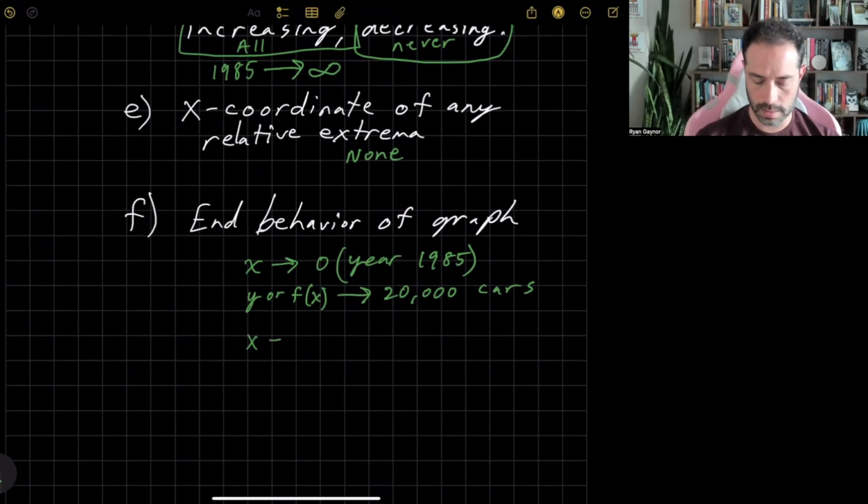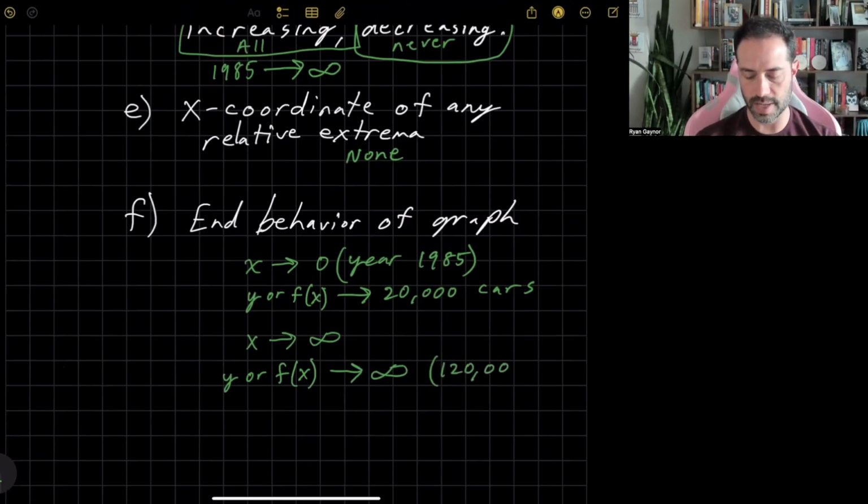As x is approaching infinity, y, or f of x, is approaching technically infinity as well, but as you can see, it's going to be doing 120,000 plus cars. So in other words, as the years go by, the cars being sold just continues to increase.